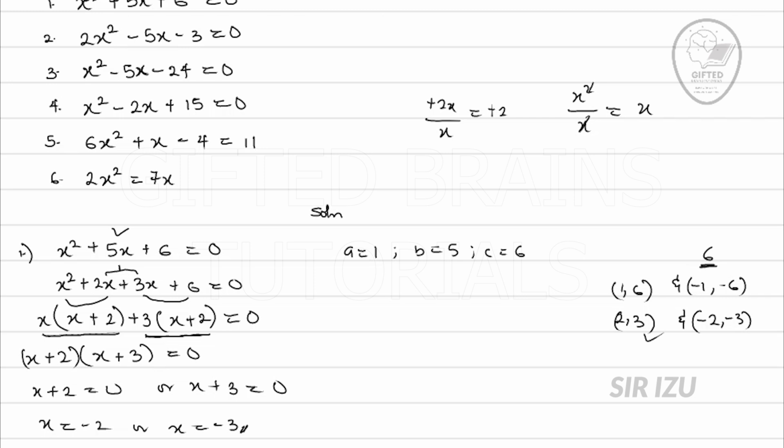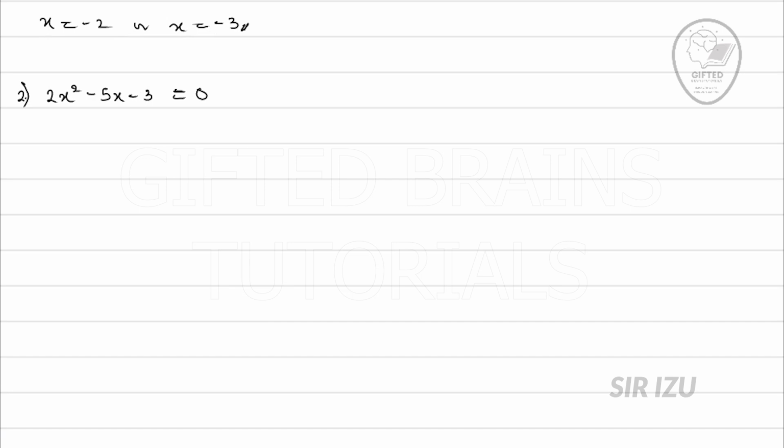Let's take example 2 now. Same method again for this. Just write out your a, b, and c. My a here is 2. Our b here is minus 5. And then the c is minus 3. Multiply the a and c together. That's 2 times minus 3. And we have minus 6.